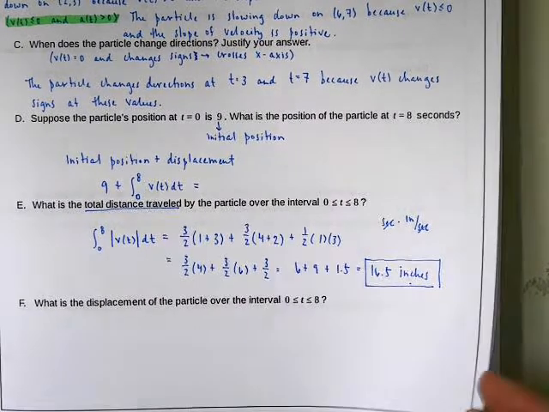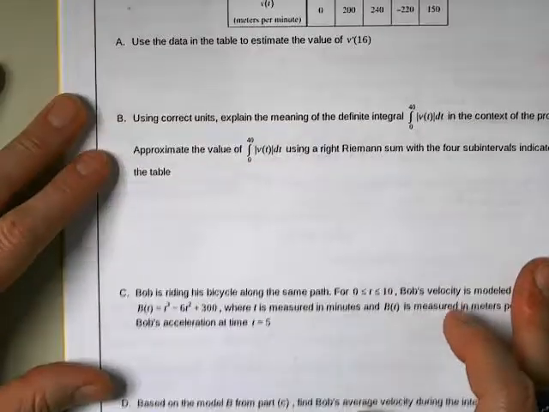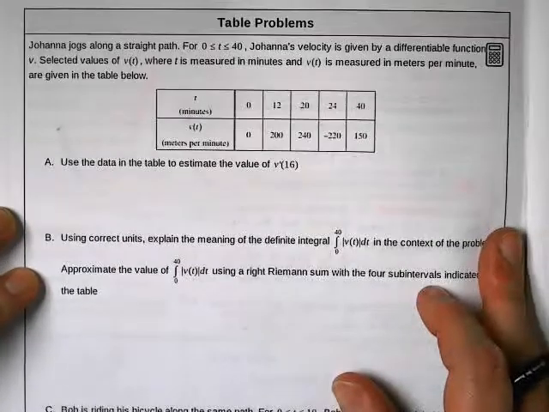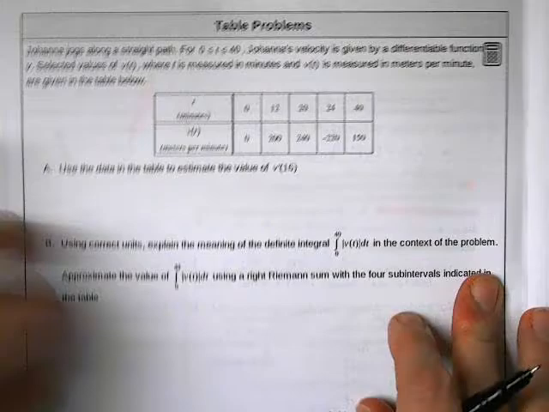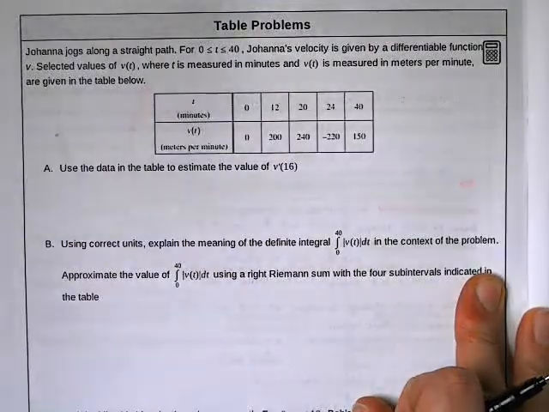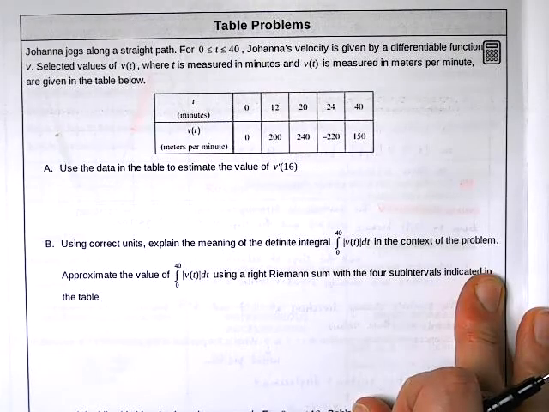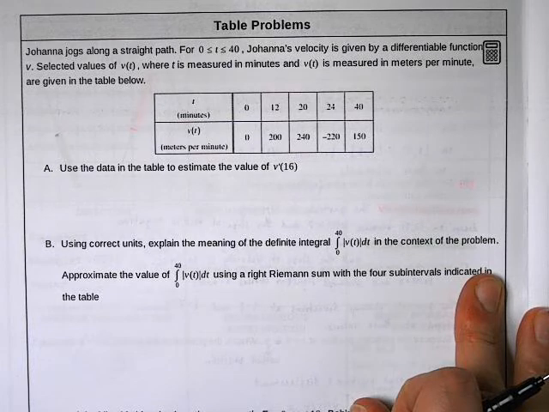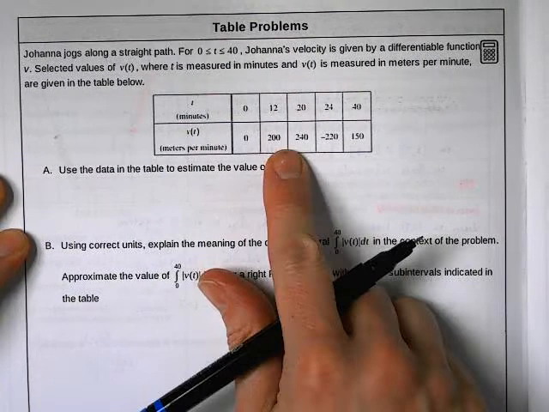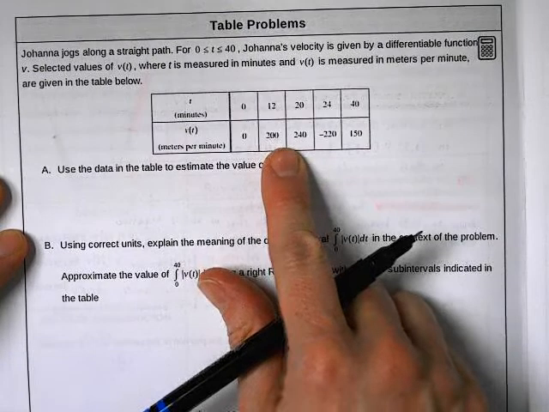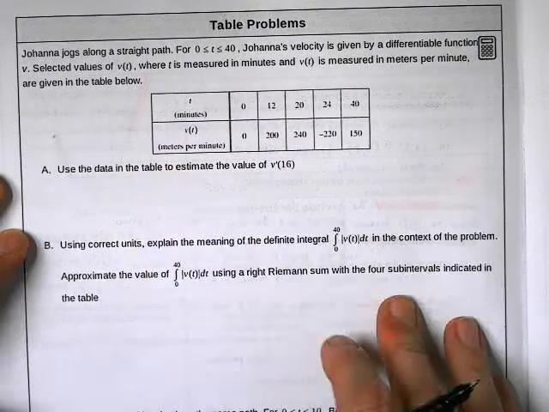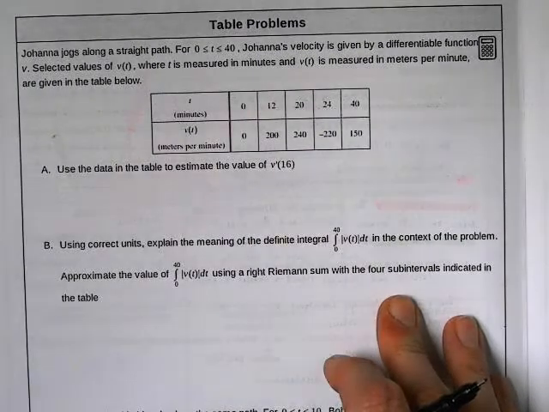All right, let's go ahead and flip. Now we're going to look at one where we have a table. And this is a calculator problem. You'll see our little icon there, so we can use our calculator to help us out. So here we have Johanna jogging along a straight path. We're looking at the interval from 0 to 40, and her velocity is given in the table below. And you can see our units for velocity are meters per minute, and our time is minutes.